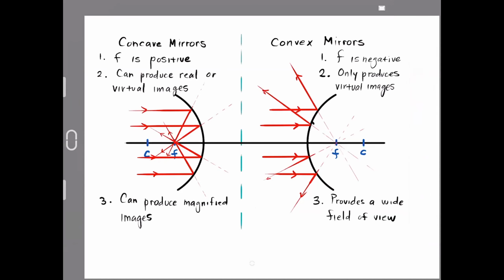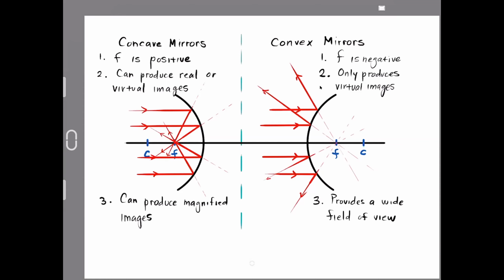So for your concave mirror, given the fact that the focal point is in front of the mirror, it will always be a positive value. Your concave mirror can produce a real or a virtual image, depending on where the object is. So say your object is somewhere between the surface and the focal point, it will produce a virtual image that is magnified and upright. But if it's beyond the focal point, it will produce an inverted and real image.